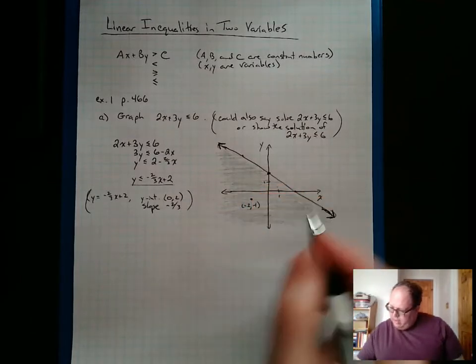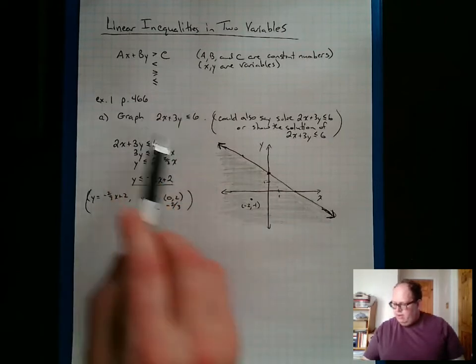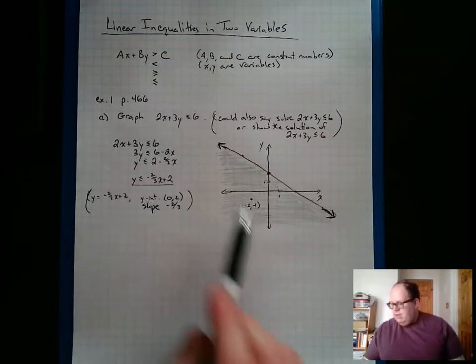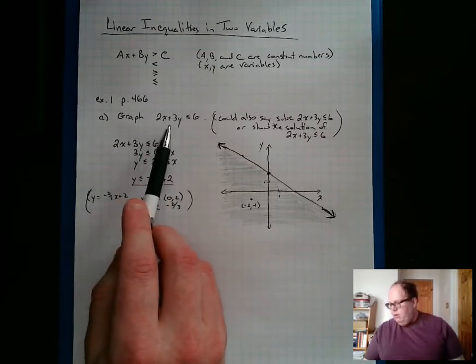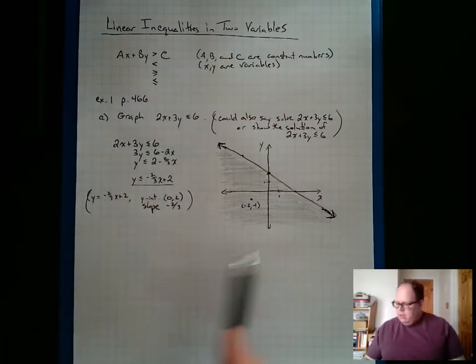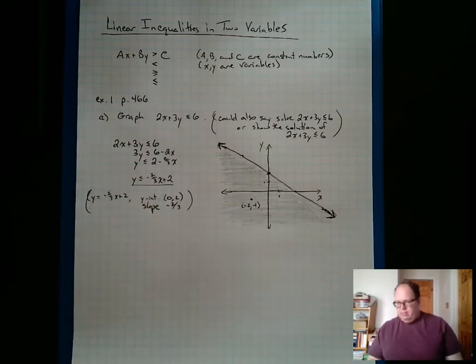-2, -1, that tells me that an x value of -2 and a y value of -1 would satisfy this inequality. In fact, if I put -2 in for x and -1 in for y, I'd have -4 minus 3 is -7, which is definitely less than or equal to 6. So any point in here would satisfy that inequality.